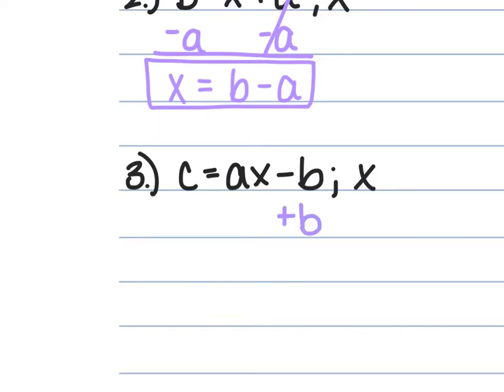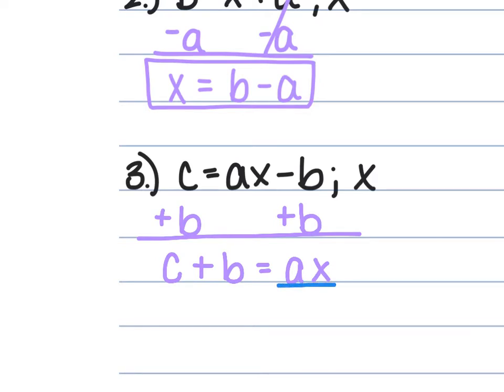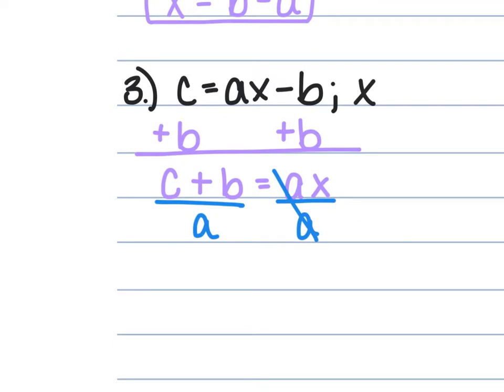We're going to add it to both sides, and we're going to be left with c plus b is equal to a times x. Again, we're getting x by itself. Right now it's being multiplied by that a, so we're going to divide each side by a to get that x is equal to c plus b all over a.